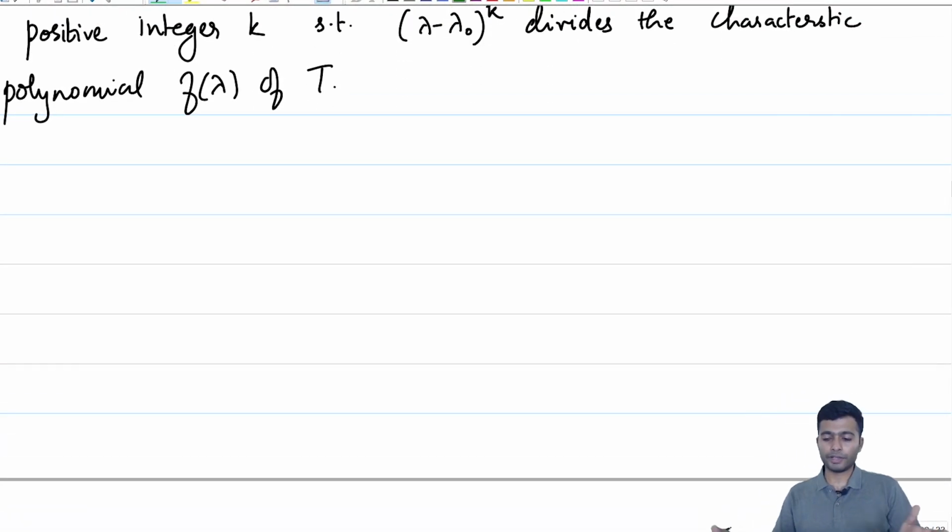Okay, so why are we concerned about this? The next theorem tells us that the algebraic multiplicity always dominates the dimension of the corresponding eigenspace. So, let me prove that theorem for you.